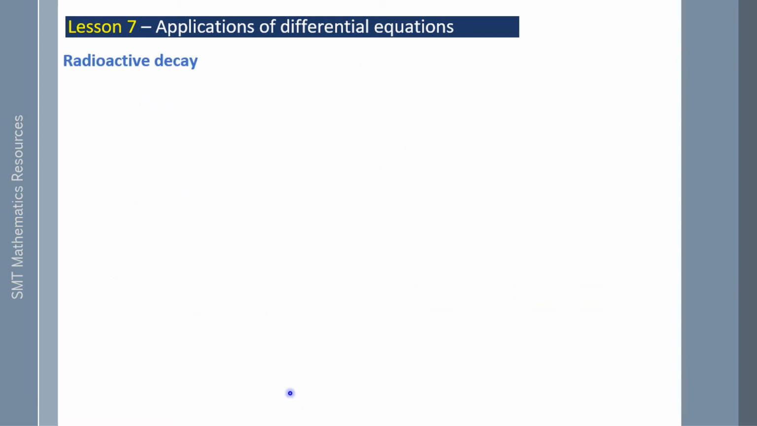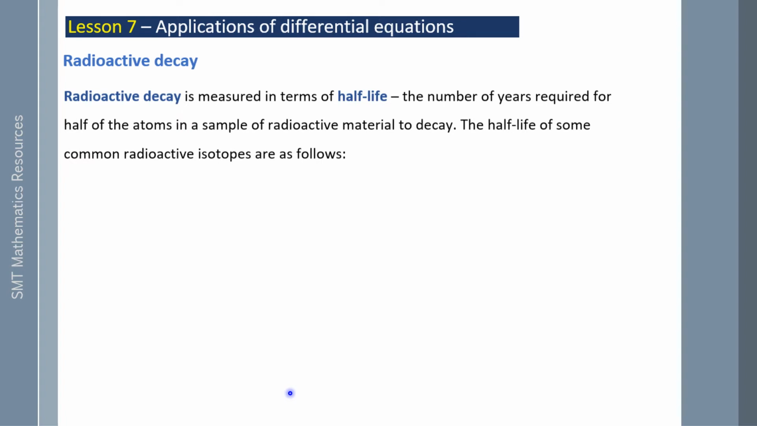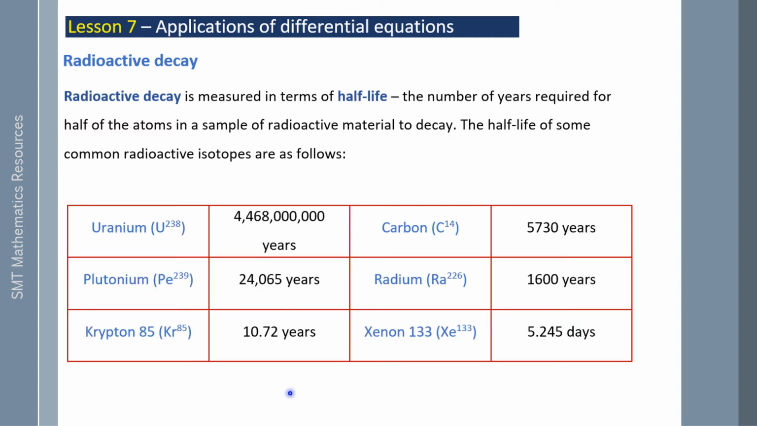Radioactive decay is a different type, but still has similarity to the previous example in terms of exponential growth in the form of a e to the kt. So radioactive decay is measured in terms of half-life. The number of years required for half of the atoms in a sample of radioactive material to decay. The half-life of some common radioactive isotopes are as follows. Here's a list of some common ones that we'll use in our examples: uranium, carbon, radium, plutonium, etc. And here is the half-life in years.